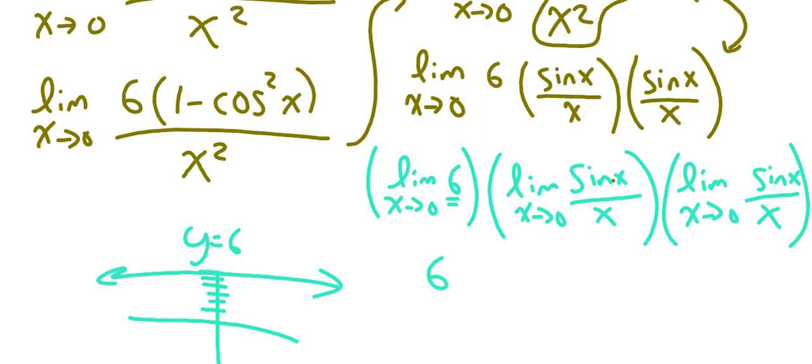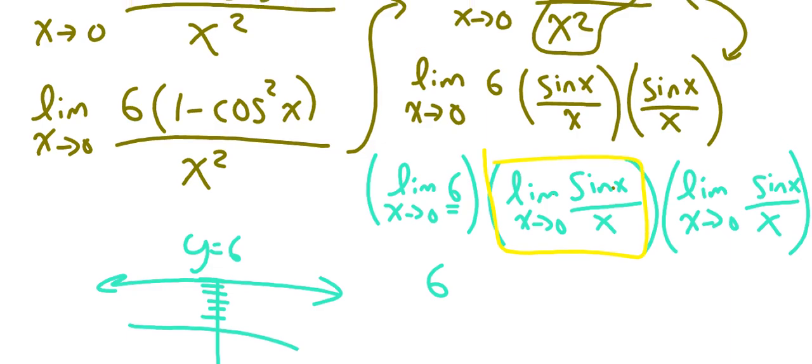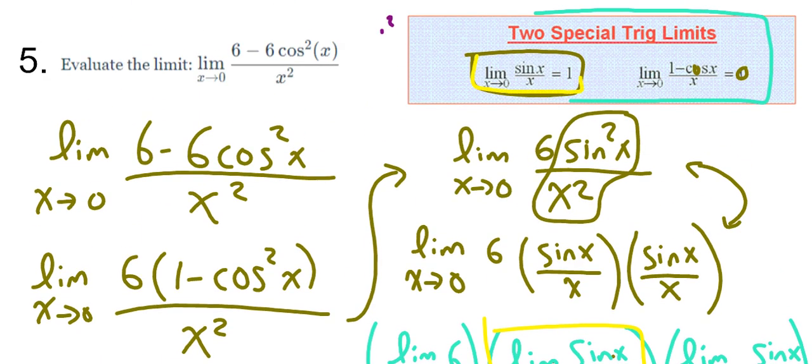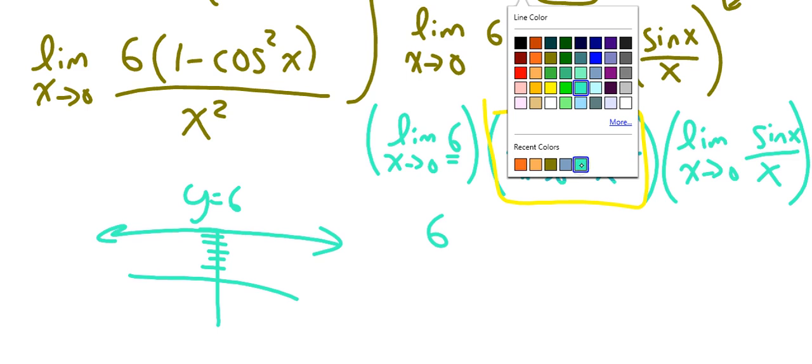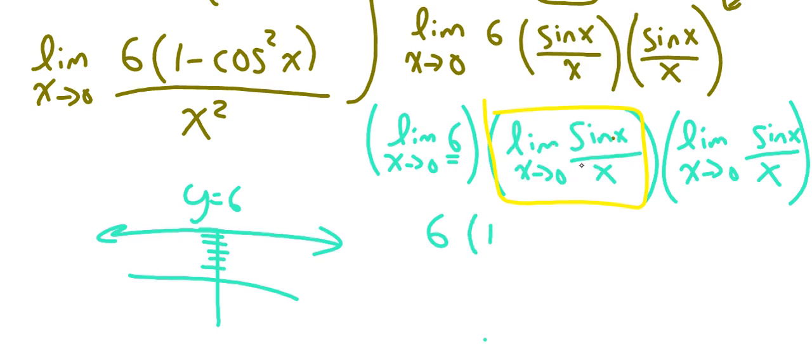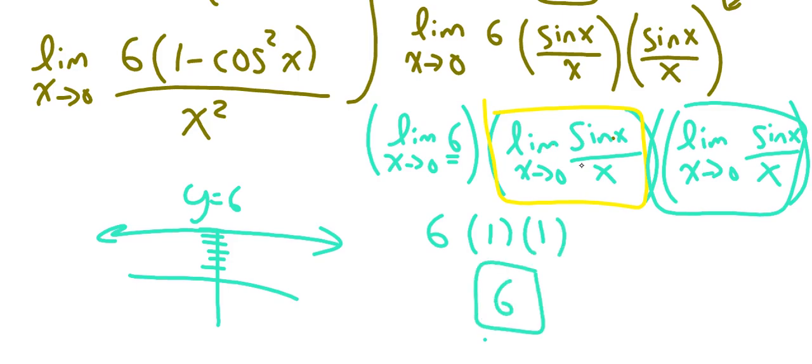And then we're looking at our new rule right here, our special trig limits, that the limit of sine x over x as x is approaching 0 is equal to 1. So we've got this part right here is equal to 1, and that part right here is also equal to 1. So what do we have? 6 times 1 times 1, so we have 6. So the answer is 6.